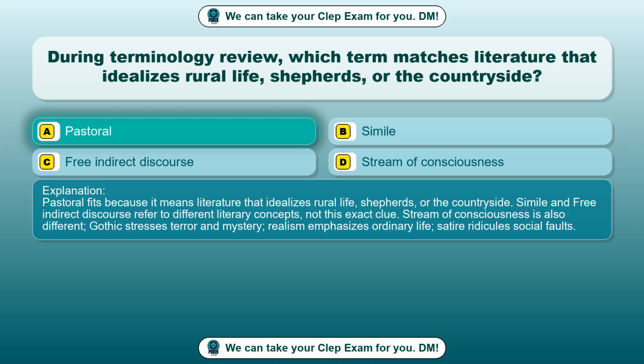Simile and free indirect discourse refer to different literary concepts, not this exact clue. Stream of consciousness is also different. Gothic stresses terror and mystery, realism emphasizes ordinary life, satire ridicules social faults.